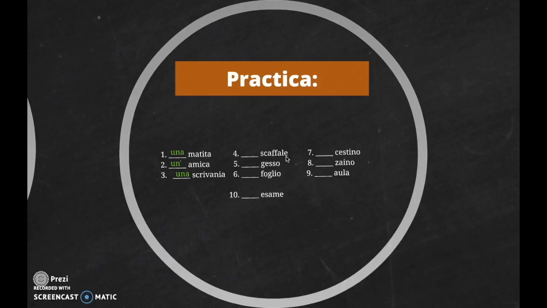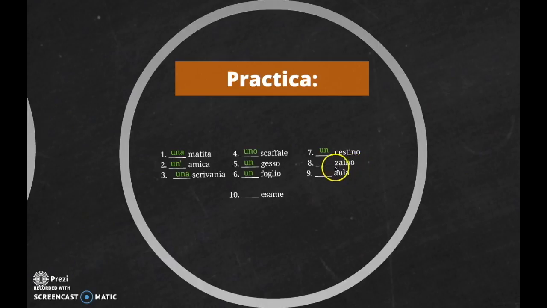Scaffale ends in an E, but we know from our vocabulary list that it's masculine. Scaffale is a masculine word, and it has an S and a consonant. S plus a consonant, we use uno. Gesso ends in an O, so we know that it's a masculine singular word. It starts with a consonant, so we know it's un. Folio, same logic. Cestino, same logic.